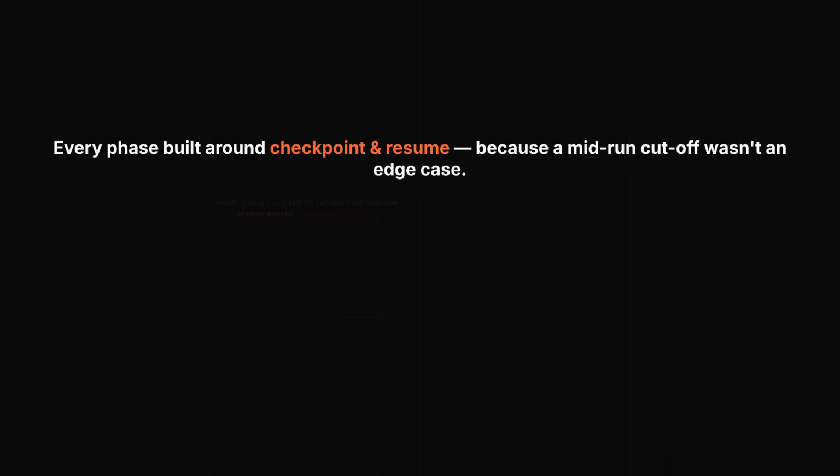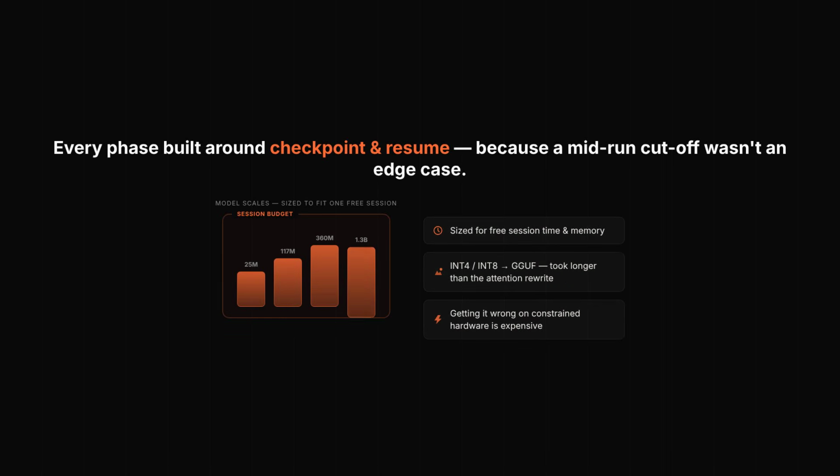Here's the part people don't expect. Free compute isn't unconstrained. Kaggle sessions have a hard time limit, and once that clock runs out, the session ends whether your training run is finished or not. That constraint sounds like a pure downside, and in the moment it often felt like one, but it forced design decisions I'm genuinely glad I made. Every phase had to be built around checkpointing and resuming cleanly, because a run getting cut off midway wasn't an edge case, it was the default assumption.